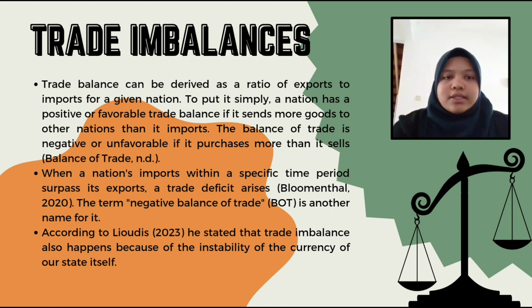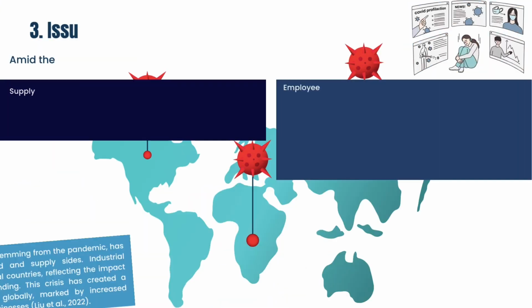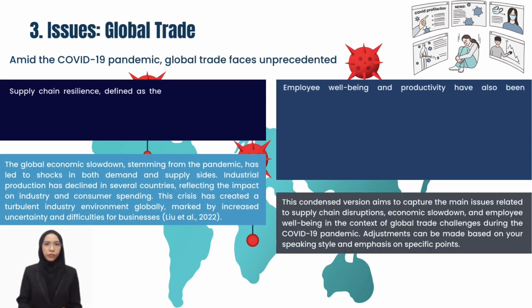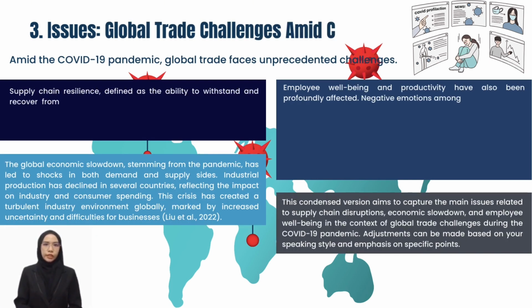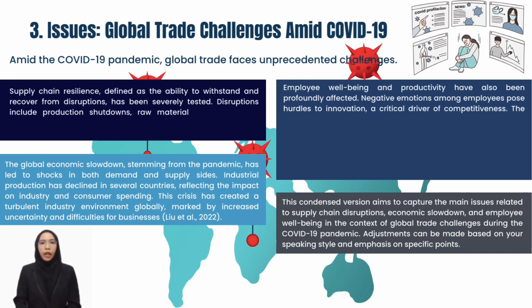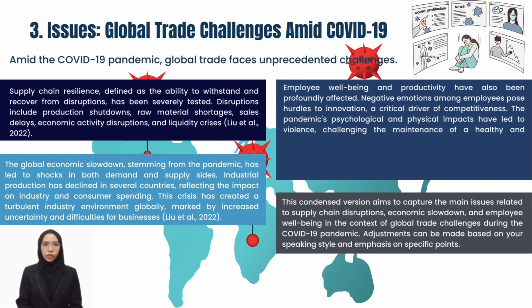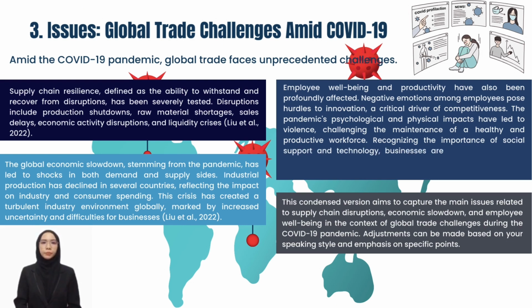It might also draw attention to the economy's reliance on imports, which could leave it vulnerable to changes in the market and global supply network issues. Amid the COVID-19 pandemic, global trade faces unprecedented challenges. Supply chain resilience, defined as the ability to withstand and recover from disruption, has been severely tested. Disruptions include production shutdowns, raw material shortages, sales delays, economic activity disruption, and liquidity crisis.